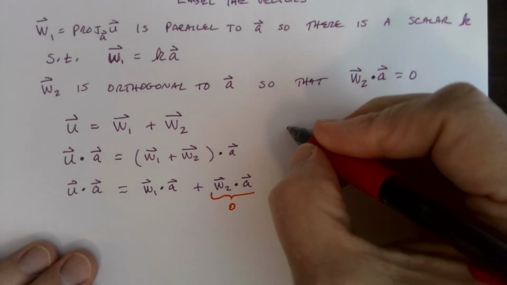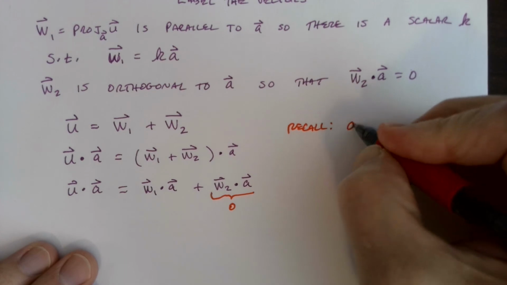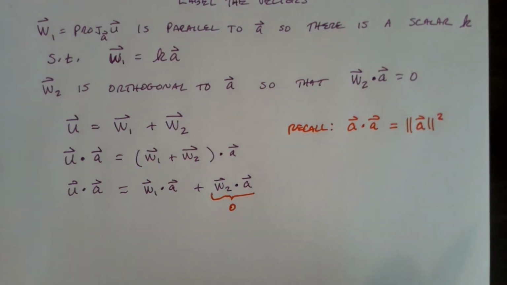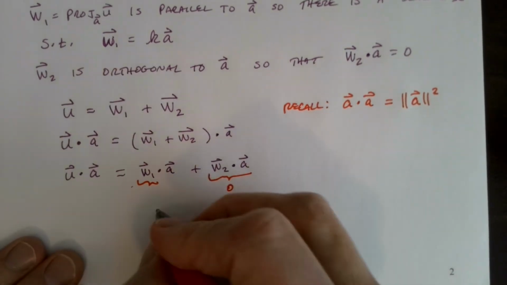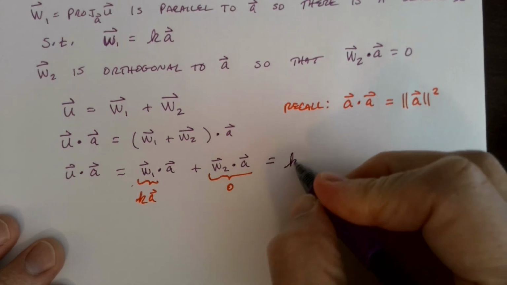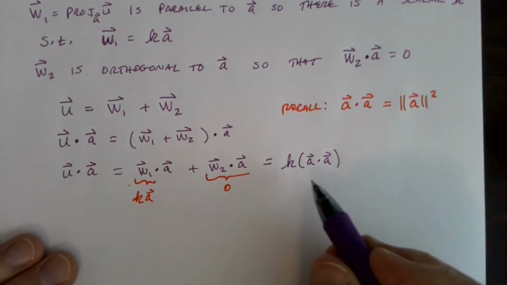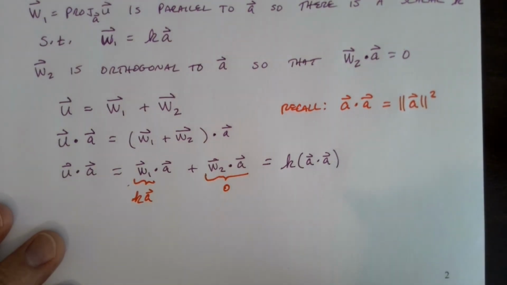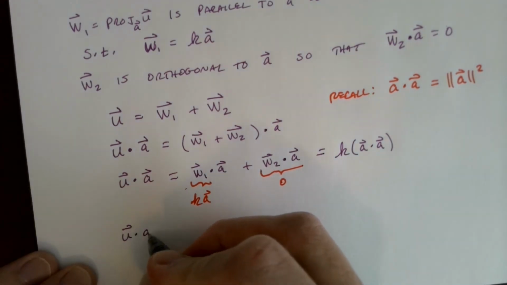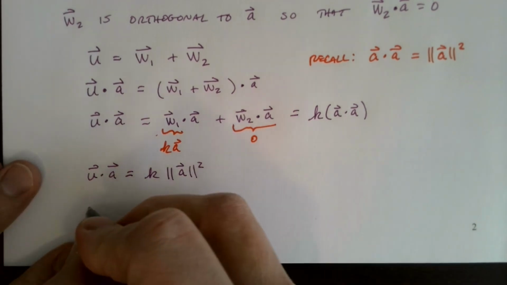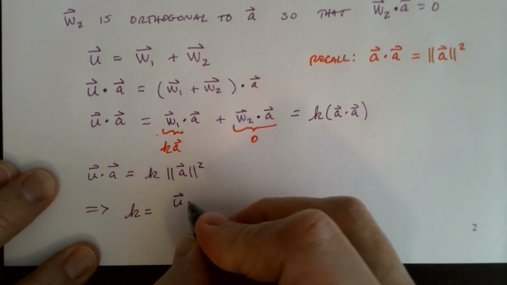Okay, so first of all, let's just recall the following. A dot A is the magnitude of A squared. We've used that relationship before, and we're going to use that here. So W1 we know is a scalar multiple, right? K times A. And so this whole thing here is just K A dot A, by, again, a property of the dot product. I can pull that scalar out and just do K times the dot product of A with itself, but we know that's equal to the magnitude of A squared, and so we get that U dot A is equal to K times the magnitude of A squared, and I can solve for K now, which was our goal, by dividing by the magnitude of A squared.